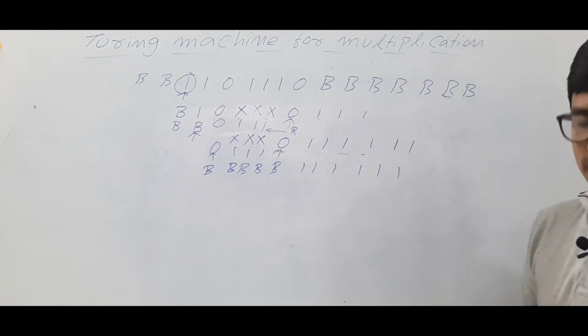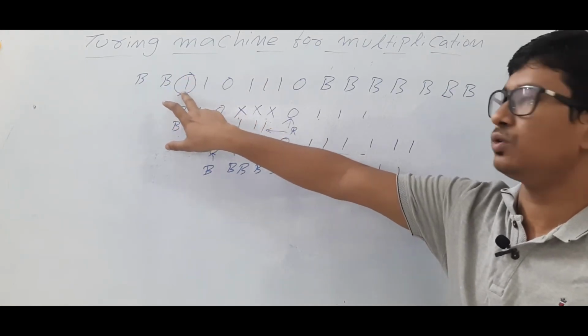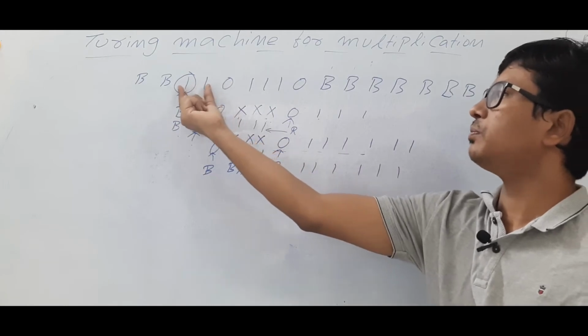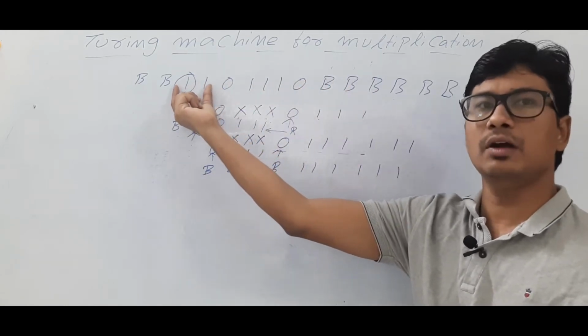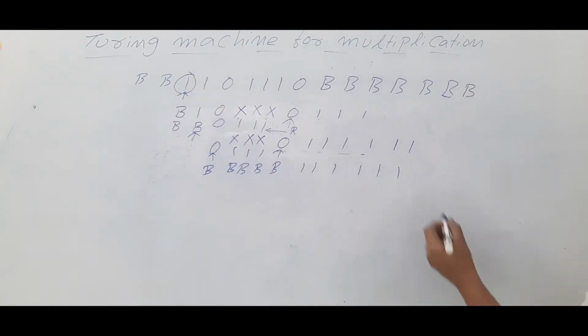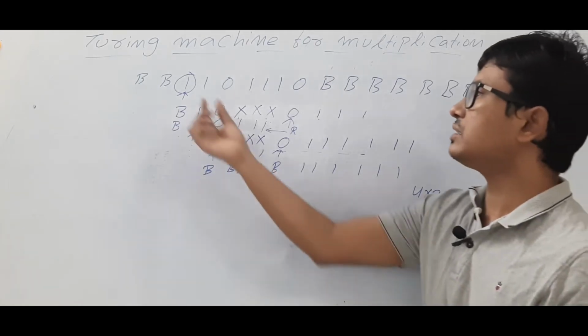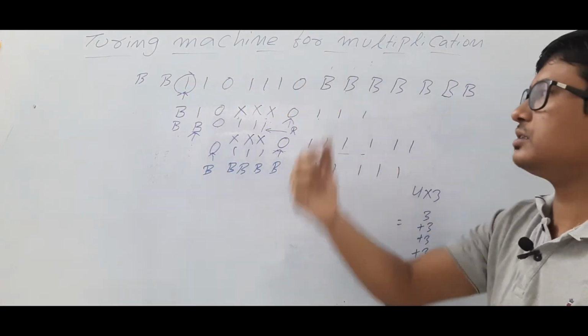Are you able to understand? The process is very simple. Whenever you get the first 1, you make it a blank. So how many times do you have to repeat this process? You have to repeat it as many times as there are 1's here. Suppose it is 4 into 3: it is 3 plus 3 plus 3 plus 3. Am I right? Then only you will get 12. So however many 1's there are, that many times all these 1's should be placed here. That is the simple objective.